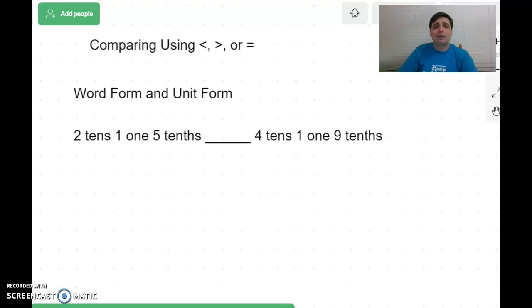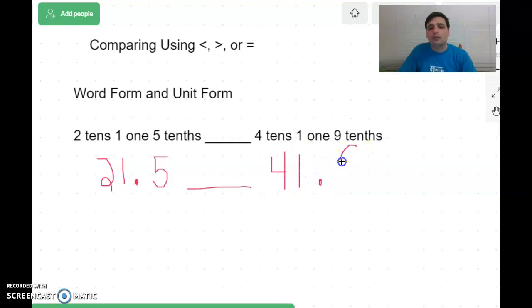In order to think about how to work with these problems, what I like to do is write them down. You can use a place value chart, or you can just think about the numbers. I know I have 2 tens, 1 one, and my 5 tenths means behind my decimal. So really I have 21.5. I'm going to compare that to 4 tens, 1 one, and my tenth tells you it's behind the decimal, 9 tenths. Now that I can think about this problem without having to worry about the units themselves, I can tell pretty simply that here I have 2 tens, here I have 4 tens. My answer is less than.